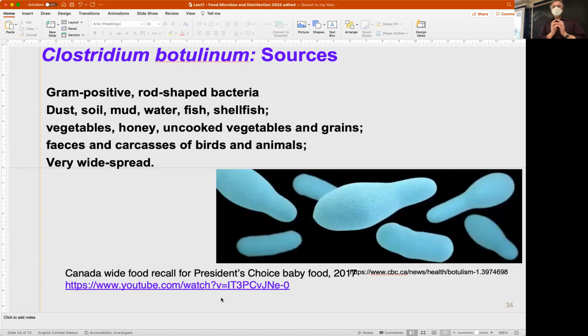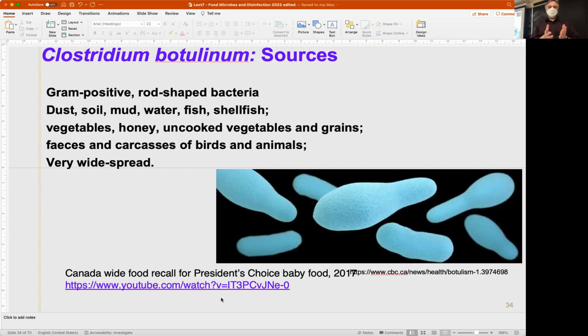So Clostridium, if you look at it under a microscope, it has a rod shape, but it's also kind of a club shape. This is a gram-positive bacteria. It's found in the environment: dust, soil, mud, as well as fish, shellfish, vegetables, honey, uncooked vegetables, grains, feces, carcasses of birds and animals. So it's an environmental microbe. It's found in a lot of places.